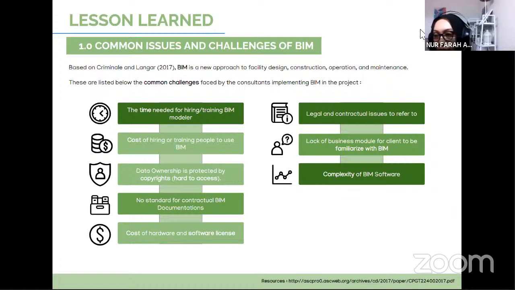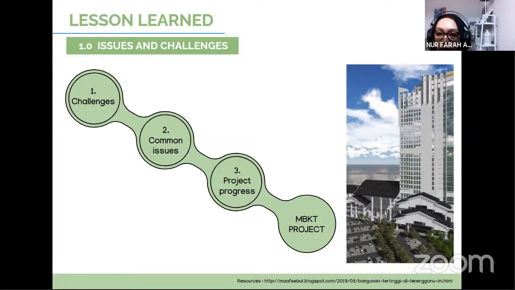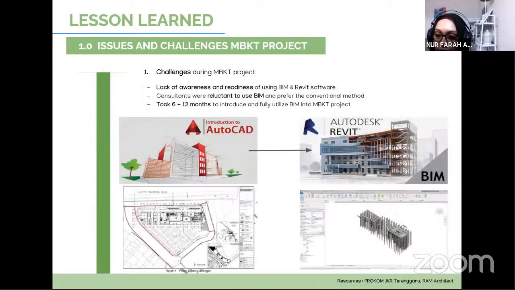The time and cost spent for hiring BIM modelers and coordinators, the cost spent for the BIM software license, the lack of familiarity towards BIM software, and also the complexity of BIM. So next are the challenges and the issues that were experienced by the consultants for the MBKT project.